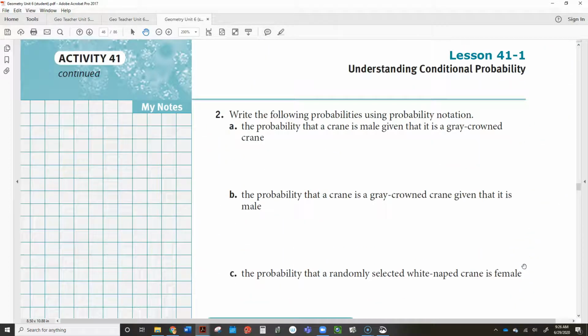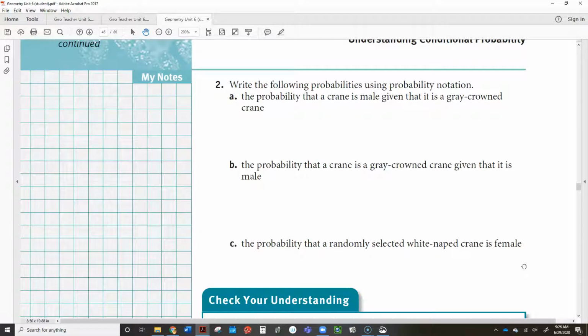Okay, so we move on, and it says write the probabilities using probability notation. So we don't have to find anything, they just want us to write it. The probability that a crane is male, so we're looking for a male, that's my desired event, given that it is a gray-crowned. I think we used G for gray-crowned. So that's how you would write that.